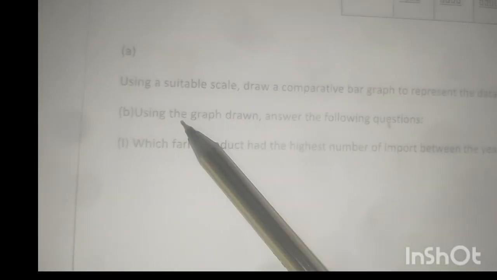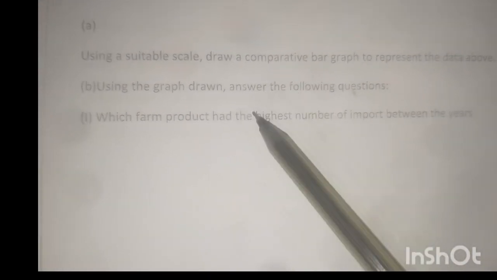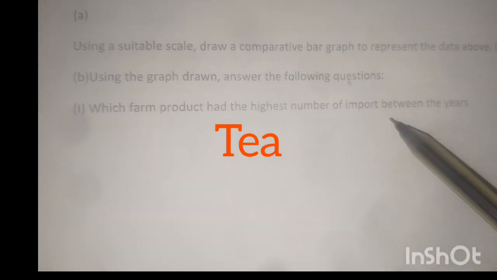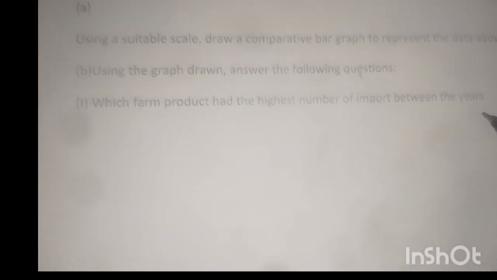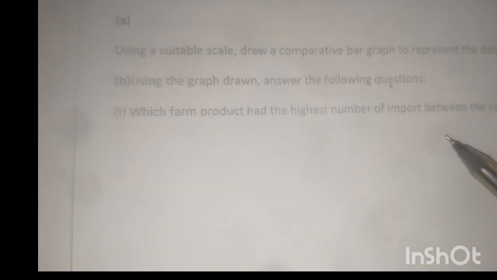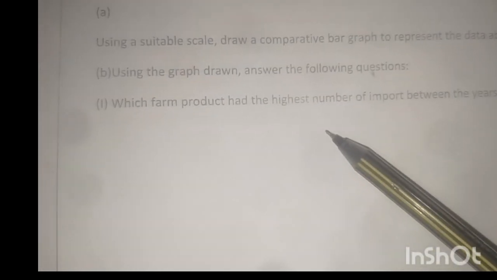Next question. Using the graph shown, answer the following question. Which farm product had the highest number of imports between the years? Of course, tea. Yeah, 7,500, 6,000. So tea.